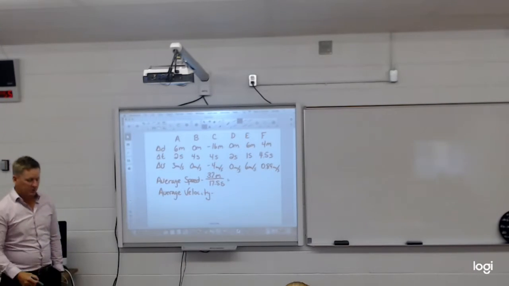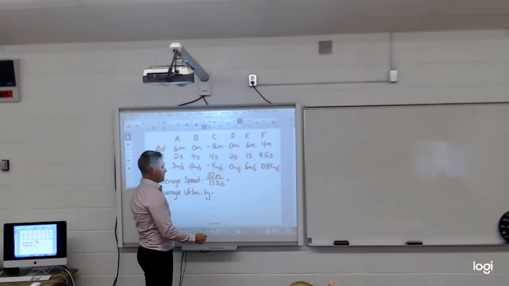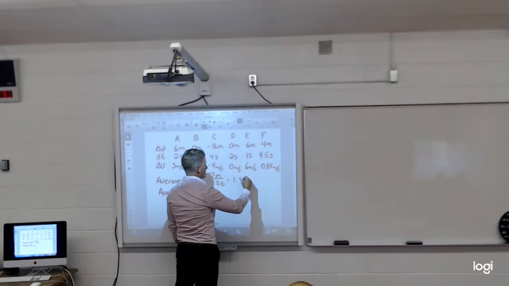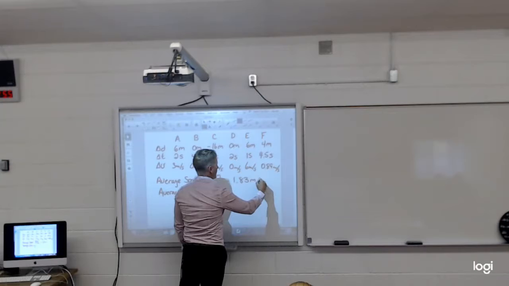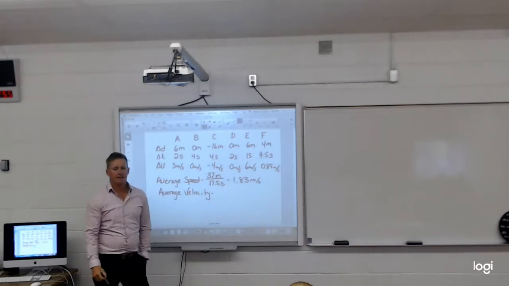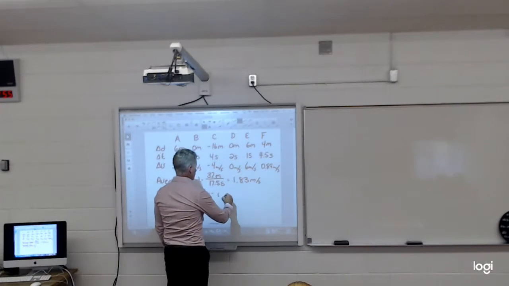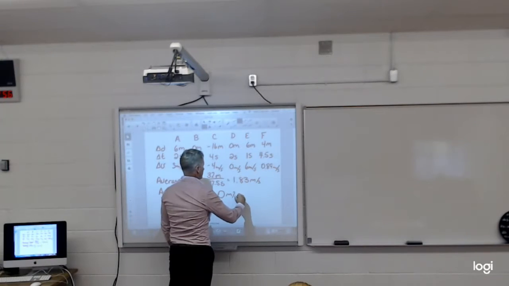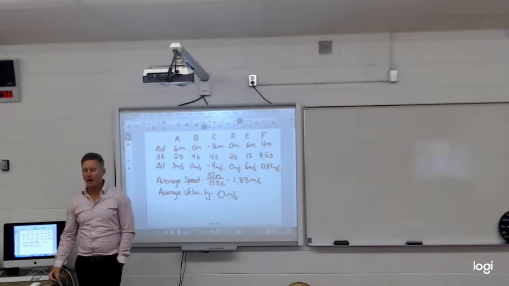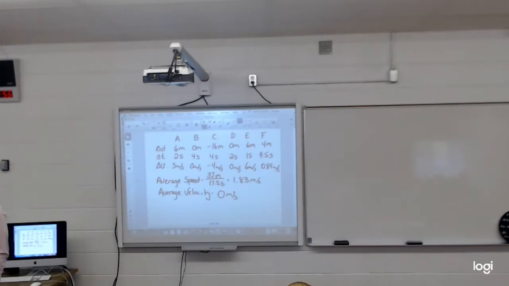That's correct. So now we divide those two, and what do I end up with? 1.83 meters per second. All right. Displacement over time. What is my average velocity? 0. That's right. 0 meters per second. How come? Because I ended up where I started from.